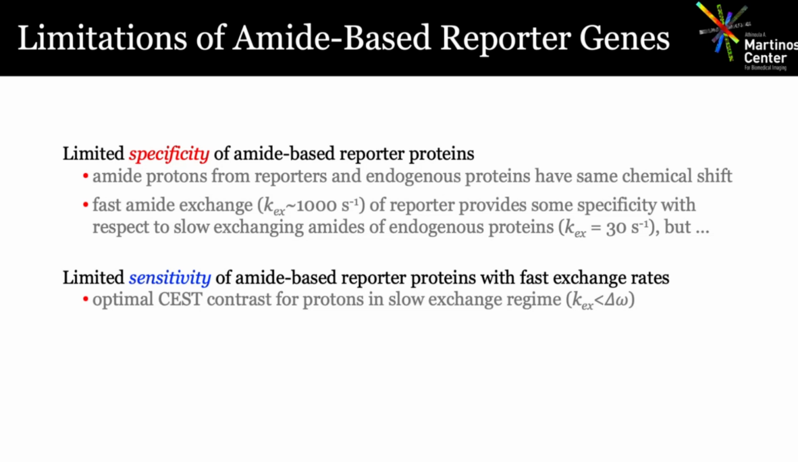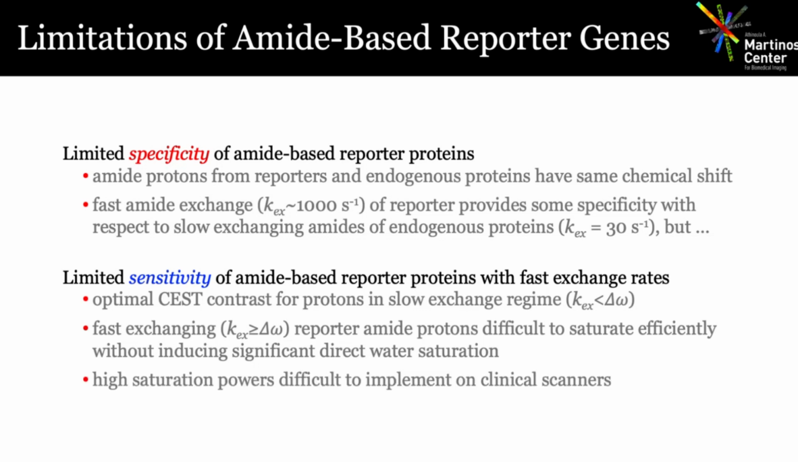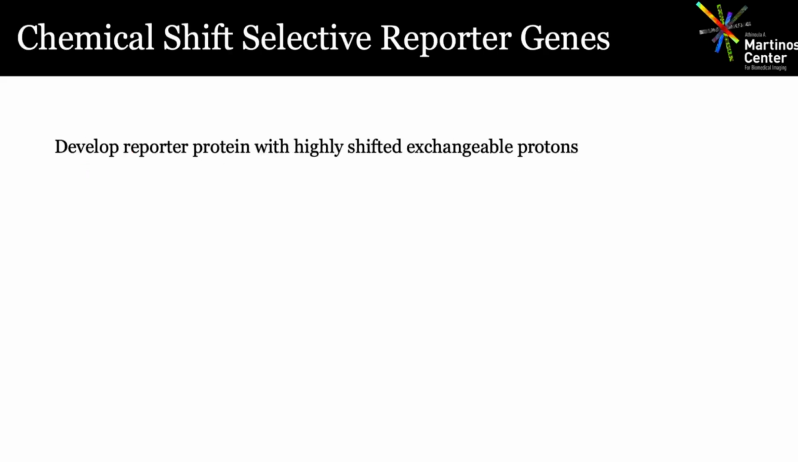And so we hit some ceiling where now our chemical shift is too small, so we can't access these higher exchange rates, because for these faster exchanging reporters, the amide protons are difficult to saturate efficiently without inducing significant direct water saturation. Not to mention that high saturation power has become difficult to implement on clinical scanners. So one possible solution is to come up with reporters that have much higher chemical shift so we can access these faster exchange rates.